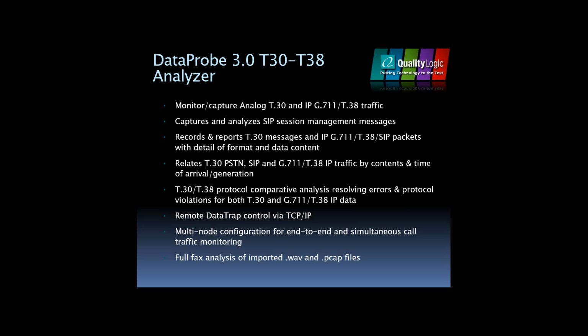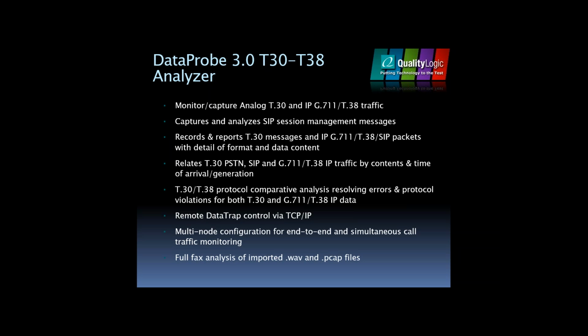DataProbe observes and recognizes the SIP sessions. It records and reports back all of the fax over IP packet information that's going on. That information is then analyzed and turned back into T.30 messages within DataProbe itself. That gives us the capability to look at, okay, what happened at the terminal? What kind of T.30 messages did it send? What did the gateway do? It either generated G.711 or T.38 packets. When we turn those back into T.30, do they match up with what the terminal did?